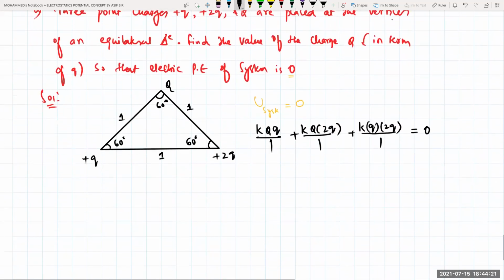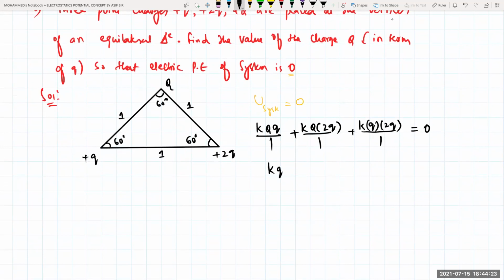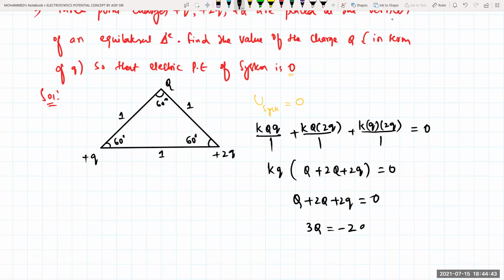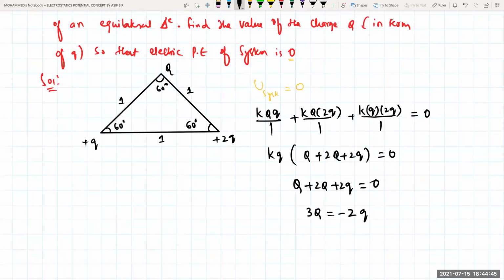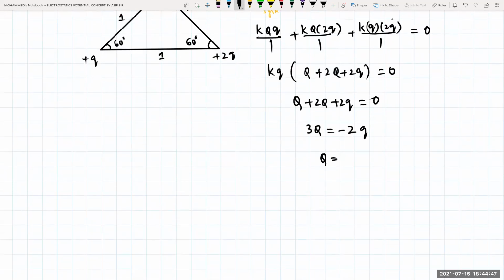So what is common in this one, beta? K is common, small q is common, into capital Q plus 2q plus 2q, that is equal to 0. Take q plus 2q plus 2q, also equal to 0. I need the answer in terms of 2q and 3q. So capital Q is equal to minus 2q divided by 3. That will be the answer for this.